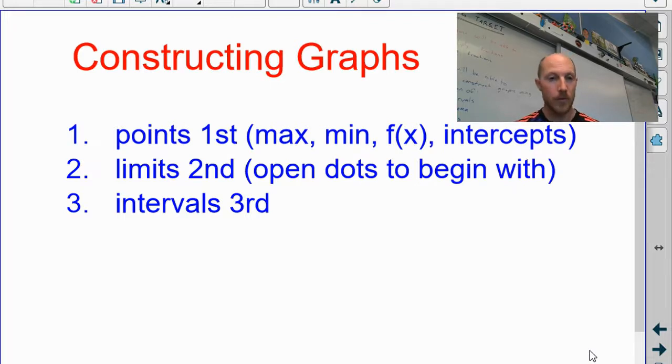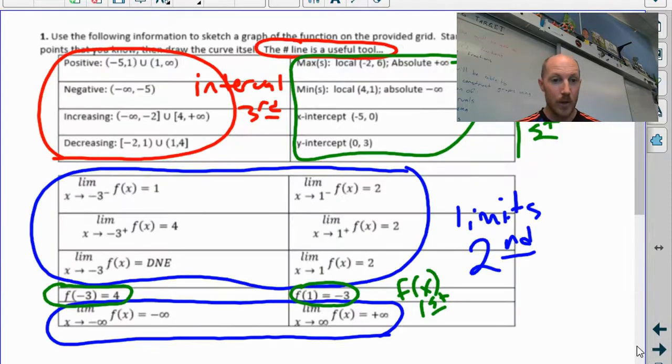Lastly, intervals. Basically, we've got points, whether they're closed dots or open dots, from steps 1 and 2, and we use intervals to connect the dots and fill in all the gaps. So intervals come last in this process. Let's take a look at an example.